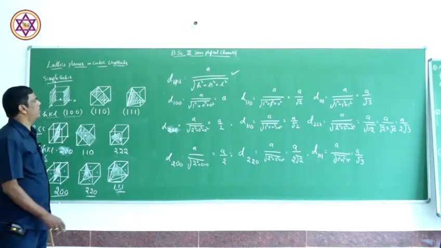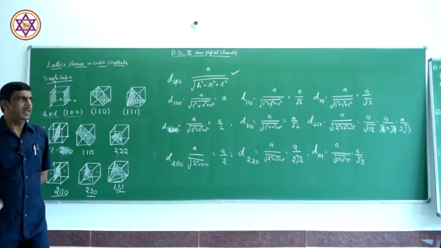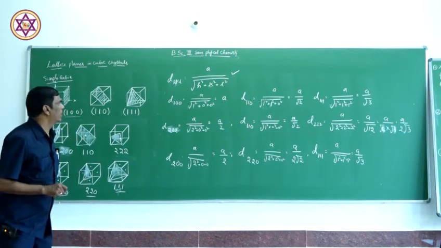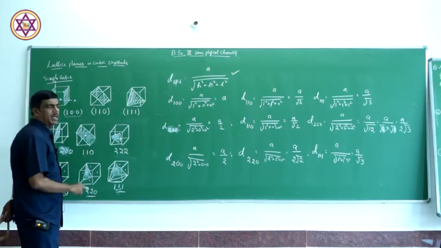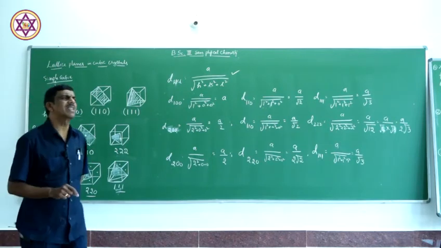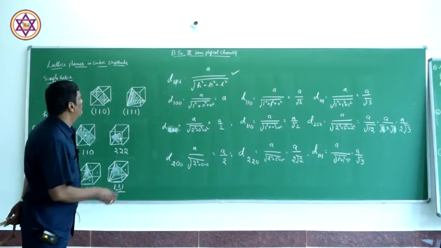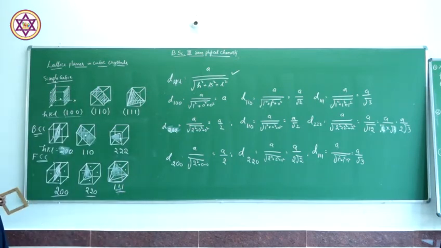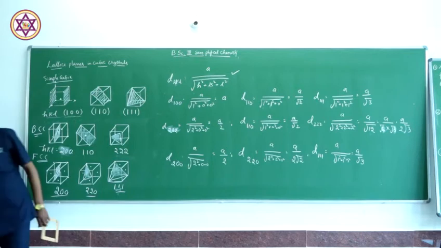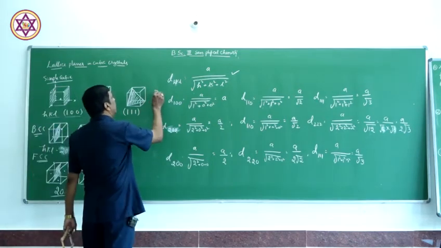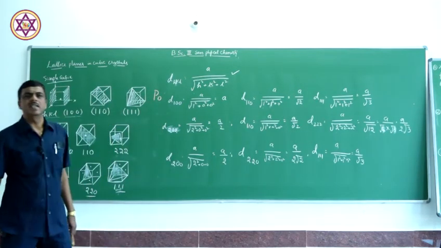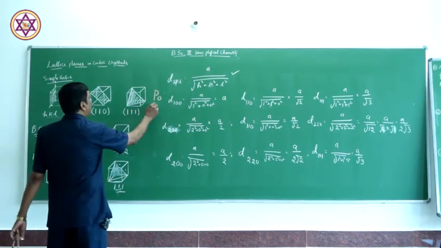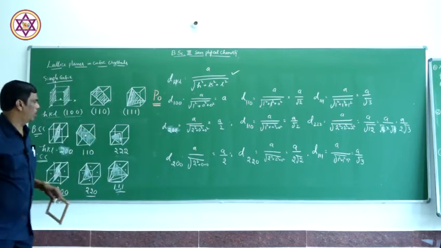Now, if we consider examples of these types of lattice, for simple cubic lattice, crystals are very rare. Polonium is an example. Polonium exists in simple cubic lattice. These types of lattice are very rare. Polonium is the example of this simple cubic lattice.